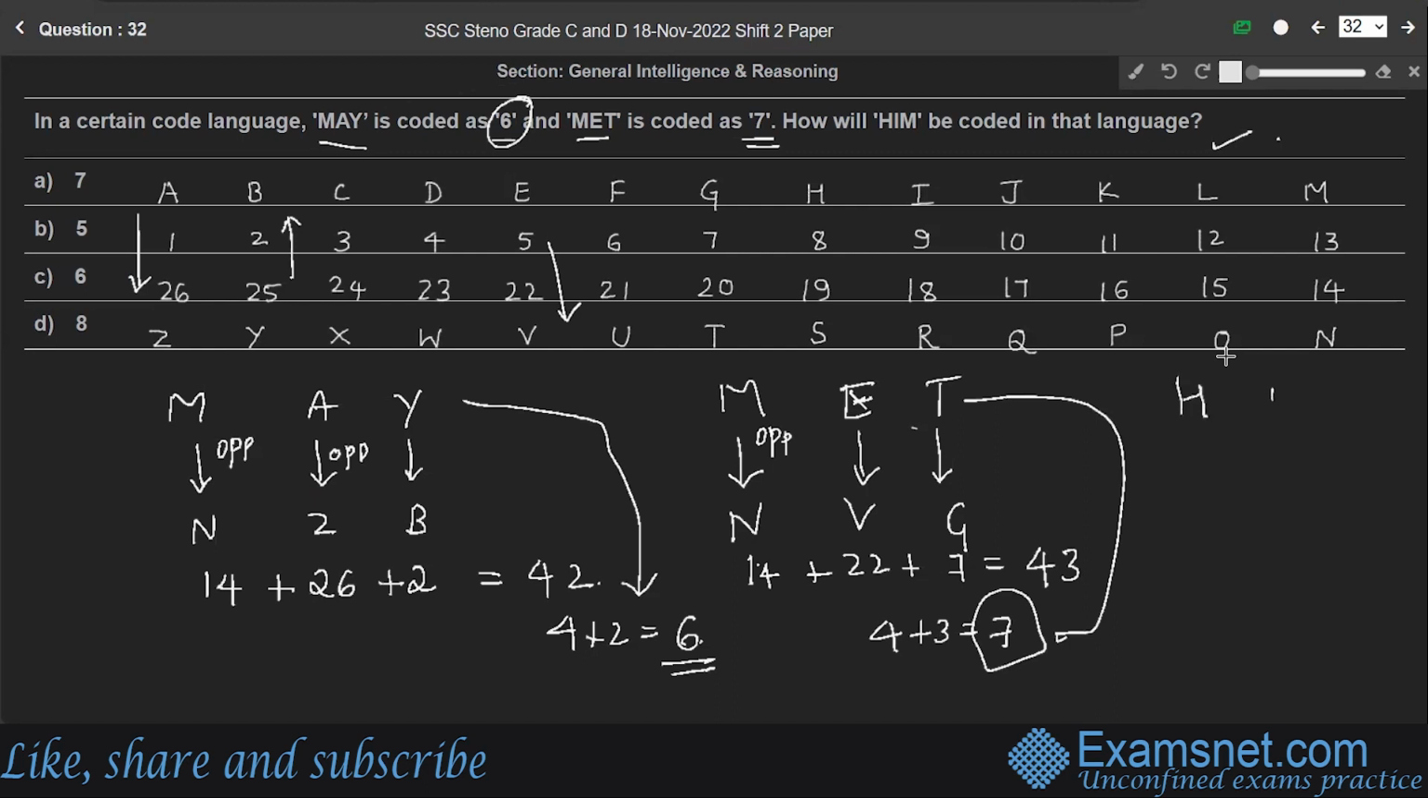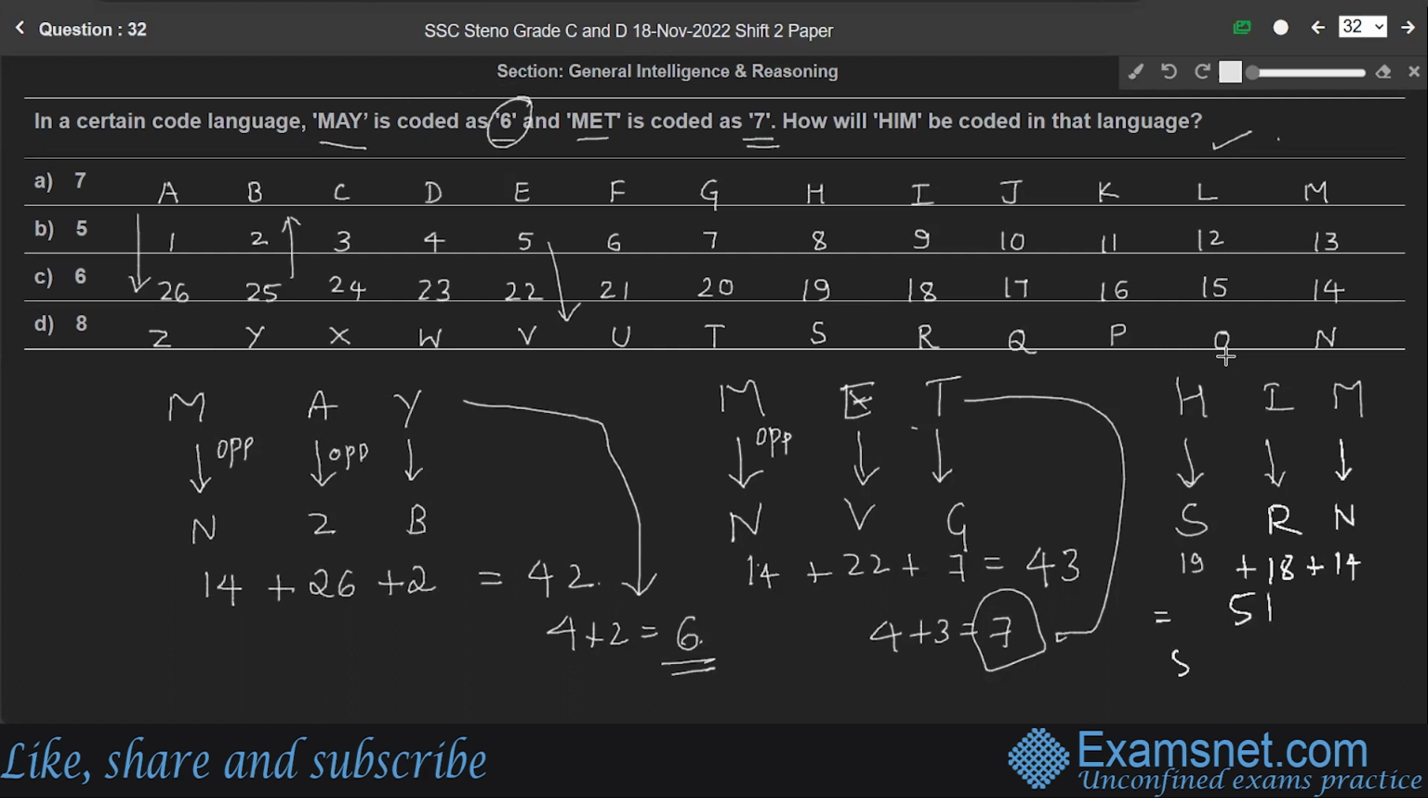Similarly for HIM. First, let us write the opposite letters. H is opposite to S, whose positional value is 19, and I is opposite to R, which is 18, and M is opposite to N, which is 14. Therefore, 19 plus 18 plus 14: 37, 51, and 5 plus 1 is 6. Yes, 6 is the code for HIM. Option C is the right answer.